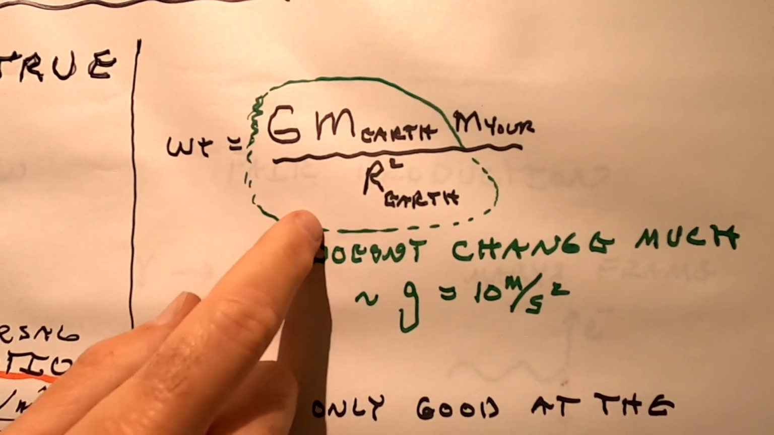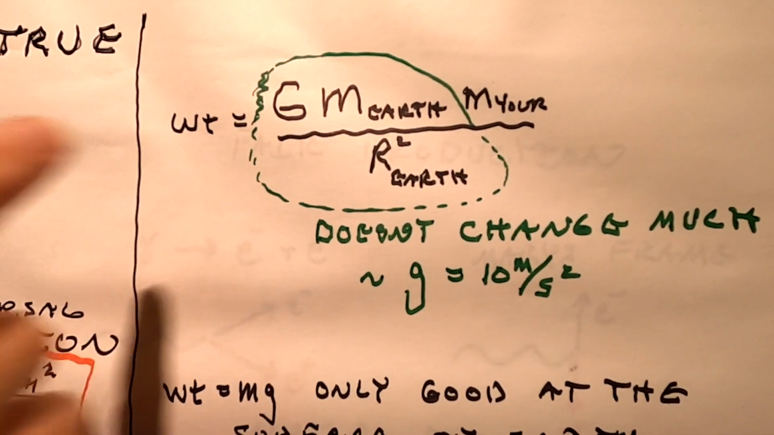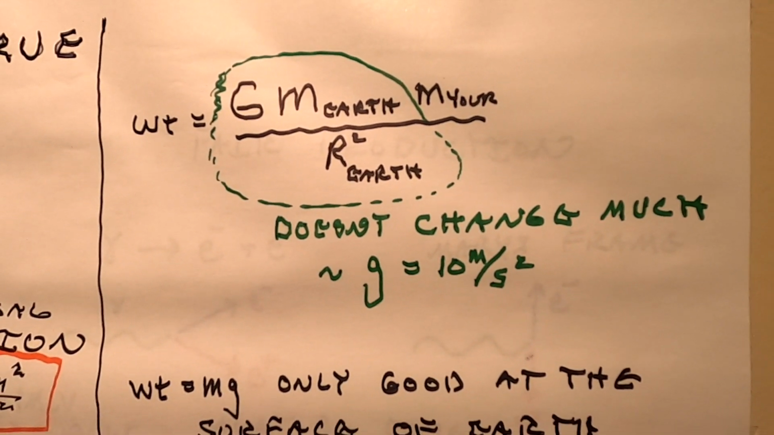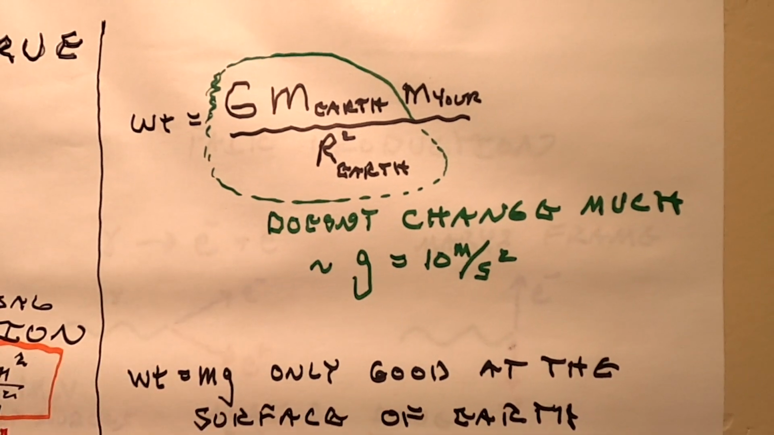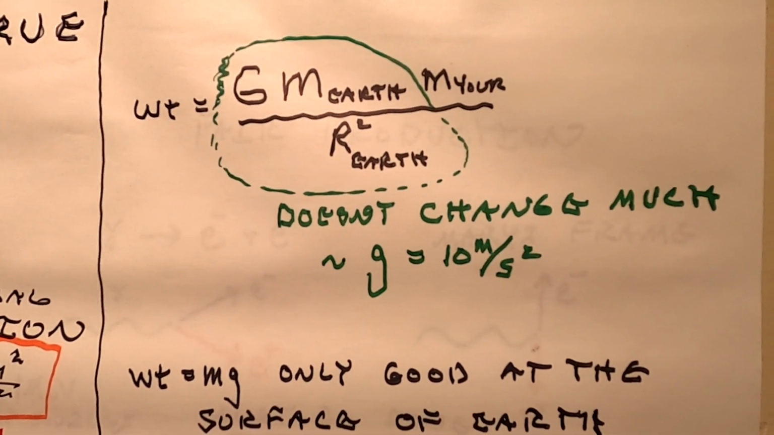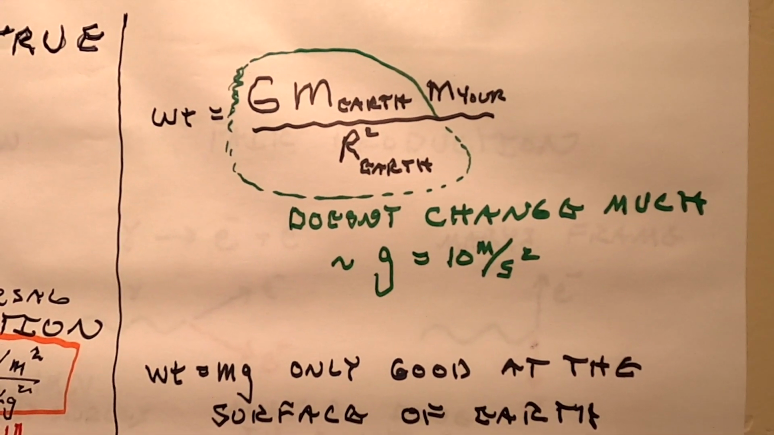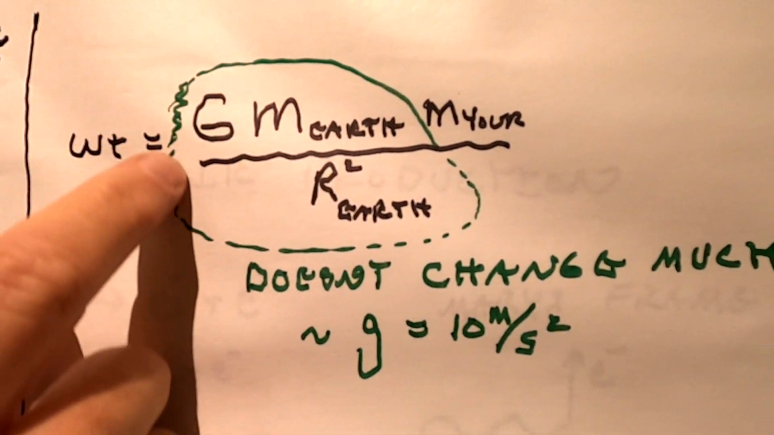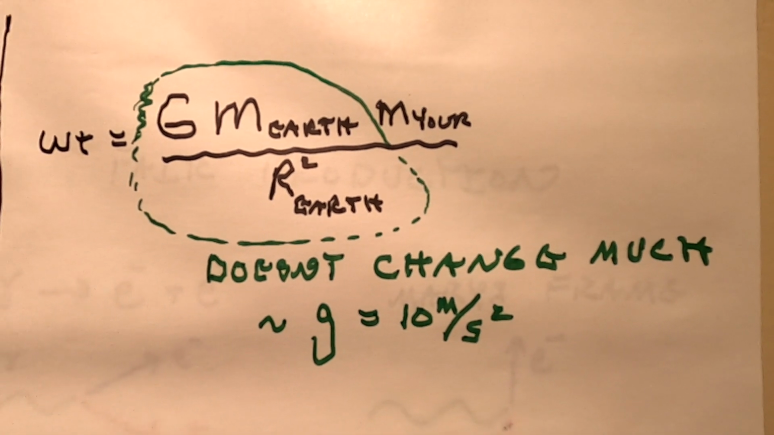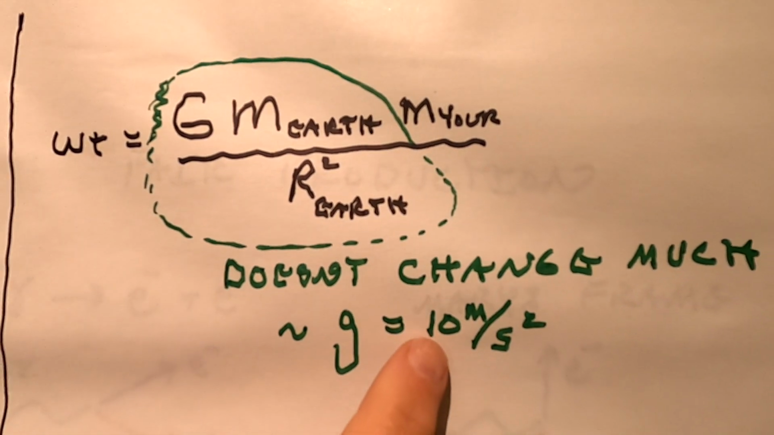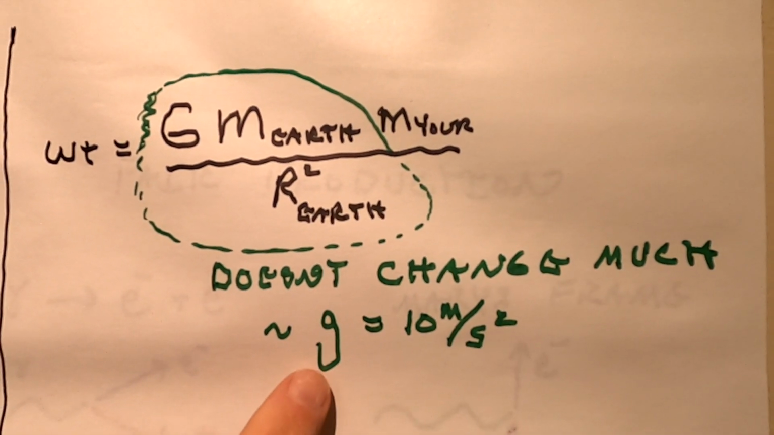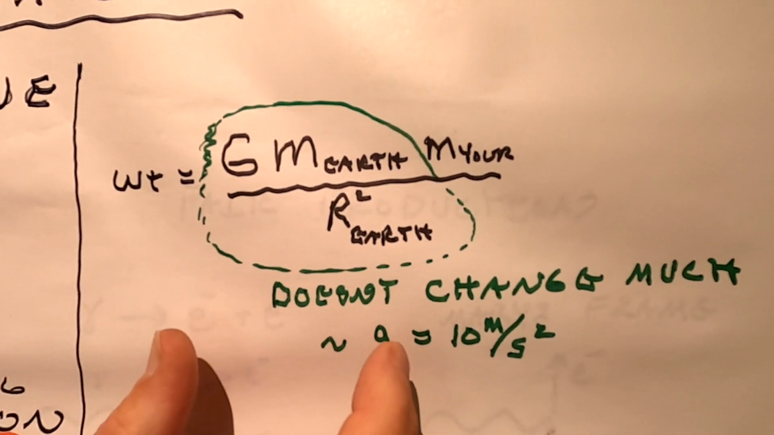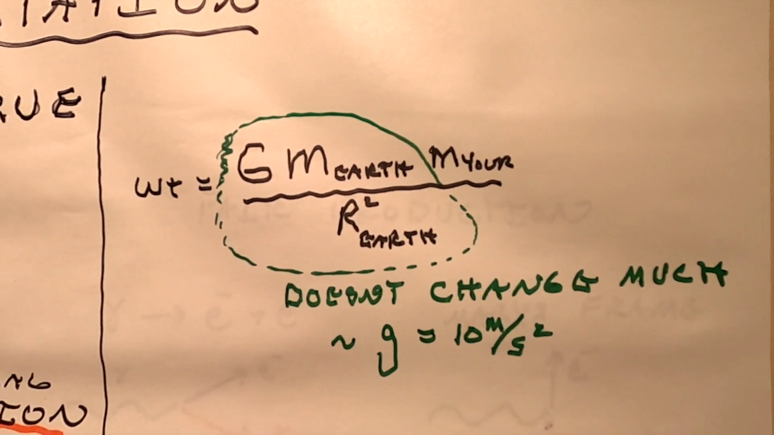Now, everything in this green area right here doesn't change much when you walk around the Earth. The radius goes up a little bit when you climb up into the mountains, but it's such a small change that this is pretty much fixed. And if you calculate this, it all comes down to just 10 meters per second squared, and that's why we called it little g before. So what we were doing before was just an approximation.